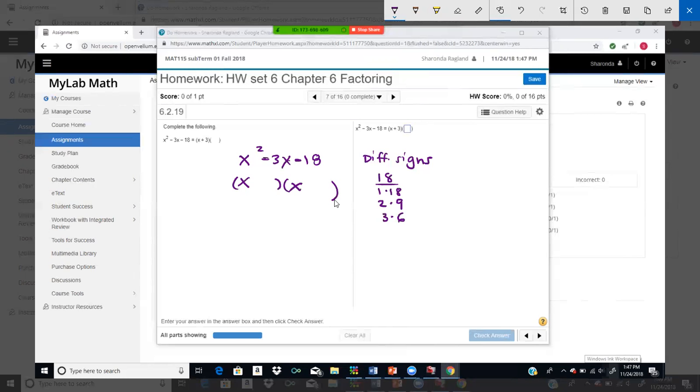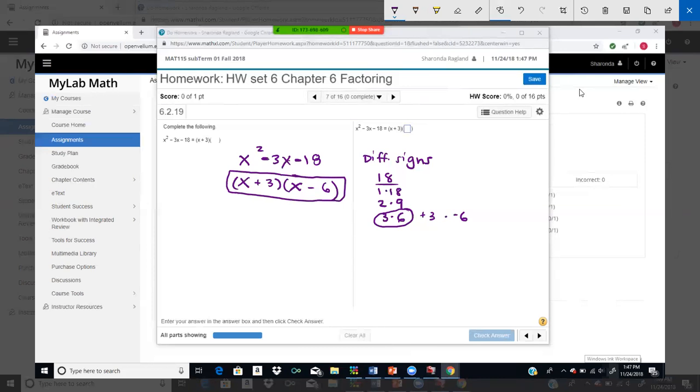So can I get a difference of 3? From 1 to 18? No. What about 2 and 9? No. What about 3 and 6? Yes. Okay. How would that combination give me a negative 3? So I would have to have a positive 3 and a negative 6, correct? Okay. Because that would give me a negative 3. So that means a plus 3 and a minus 6. And they've already given you the first one. So that means you're on the right track. So this whole thing, these are your factors of x squared minus 3x minus 18.